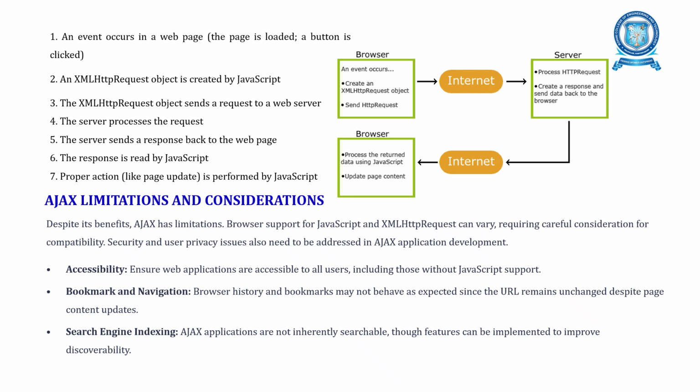An event occurs in a web page: the page is loaded, or a button is clicked. An XMLHttpRequest object is created by JavaScript. The XMLHttpRequest object sends a request to the web server. The server processes the request. The server sends the response back to the web page. The response is read by JavaScript. Proper action is performed by JavaScript.